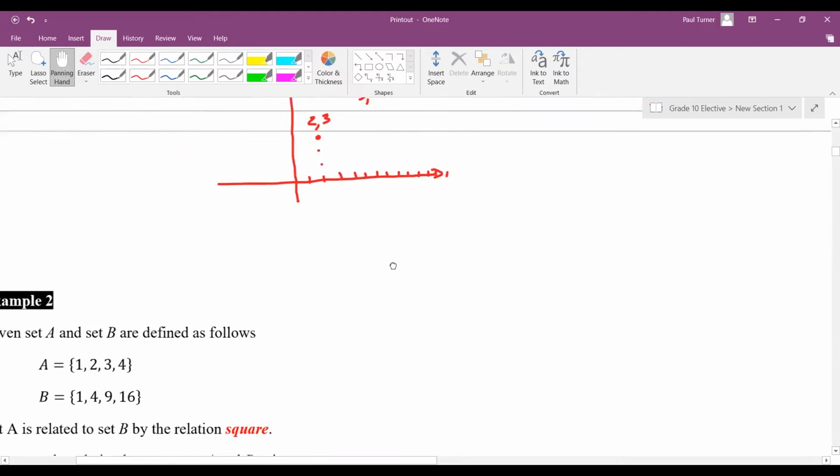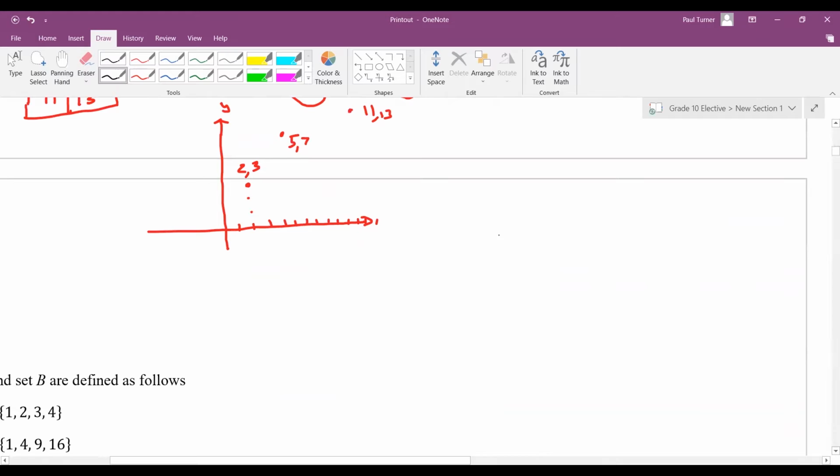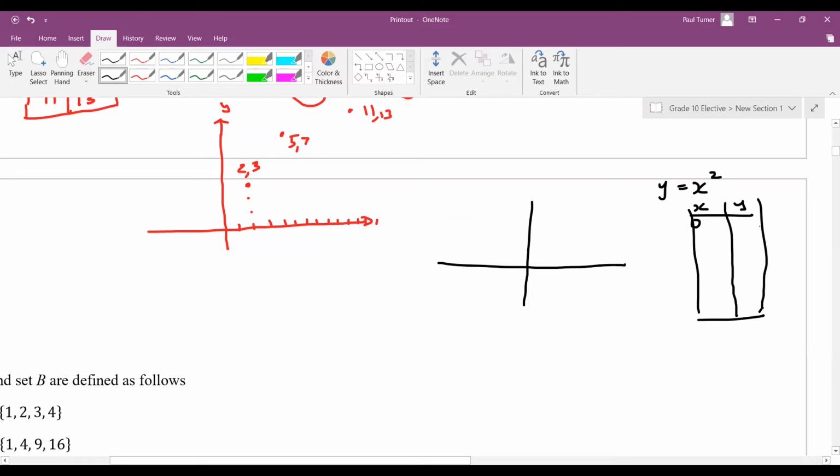And you've seen graphs before because you would know, for example, when you have a polynomial, let's do a bit of notation, y equals x squared. Now, we could make up a table of numbers, couldn't we? Let's make a table with x and y. So this is a relation. Just make up some numbers. If x is 0, y is 0. If x is 1, y is 1. If x is 2, y is 4. If x is minus 1, y is 1. If x is minus 2, y is 4.